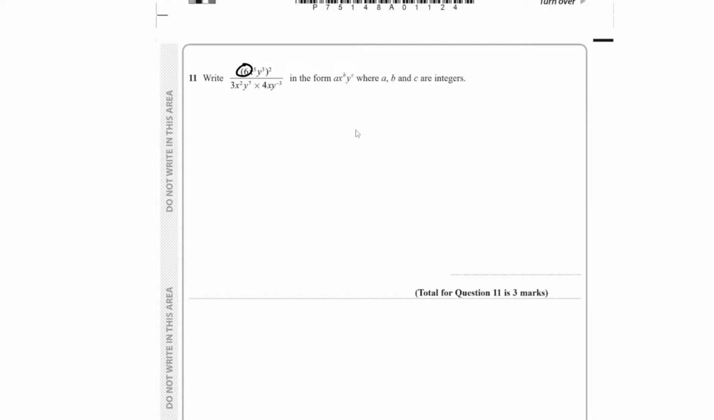A lot of people think, oh, it's multiplication, so I need to multiply 6 by 2. But that's not right, because 6 isn't a power, is it? It's not an index. 6 is just a whole number. If I were to rewrite that, technically it's 6 to the power of 1, isn't it? x to the power of 5, y to the power of 3.